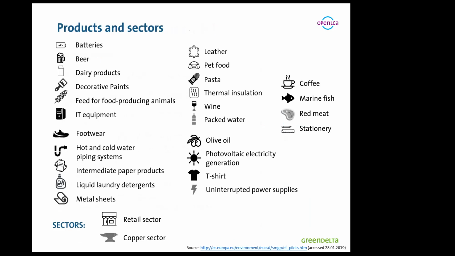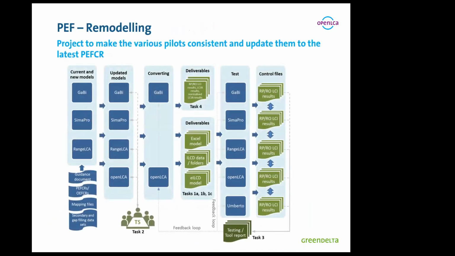And here is a brief overview of the product and the sectors involved in the pilot phase. We only have two sectors, but we have a lot of products, about 30. And here is the comprehensive list of sectors. After the pilot phase, we had category rules for each sector involved, and also some models.